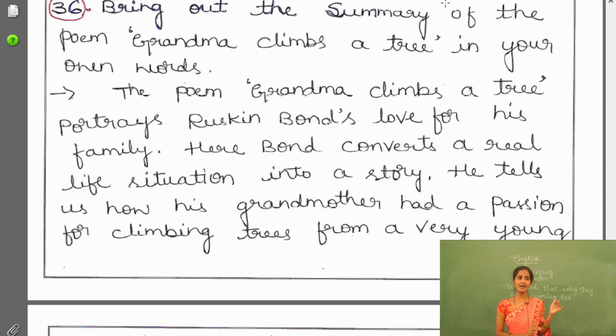First of all, when you are asked to write the summary of the poem Grandma, what you have to do is, first, Grandma climbs a tree. The poet has a great love towards his grandma. At the age of 62, she could climb a tree, right? At the age of only 6, she learned this from her loving brother. And once she climbed a tree, she couldn't come down.